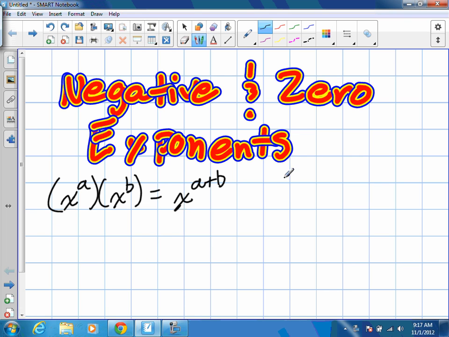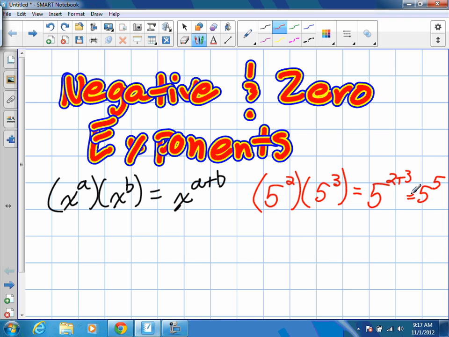Okay? So an example of this would be, let's say we had 5 to the power of 2 times 5 to the power of 3. Instead of actually solving both of those and multiplying, we could just leave it as base 5. What is 2 plus 3? So we have base 5 to the power of 5. Okay? And then we could just solve that part. Simple rule, we already know.